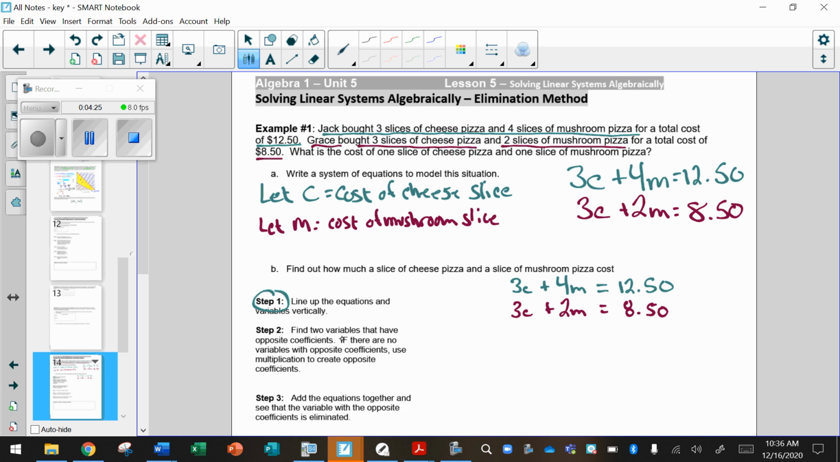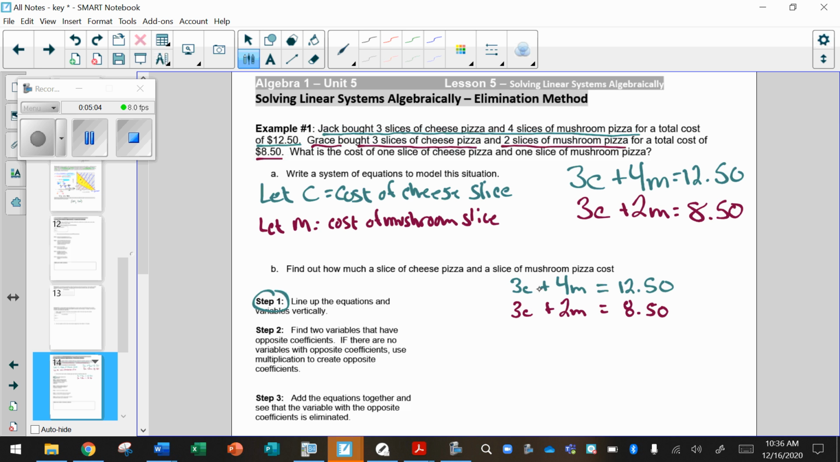Next, find 2 variables that have opposite coefficients. That means one positive, one negative, hopefully the same number. If there are no variables with opposite coefficients, that means everything has positive coefficients or everything has negative coefficients, so they match. And we will use multiplication to create opposite coefficients. So that means I need one of these 3C terms to turn into a negative 3C term. That way when I add the equations together, they cancel each other out.